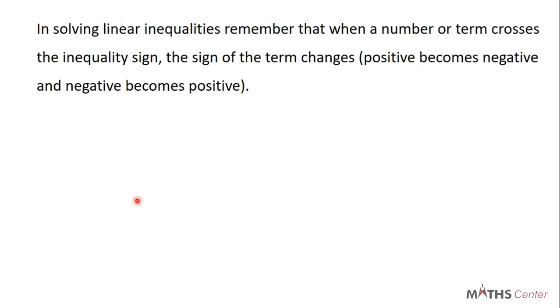Let's learn more about inequalities. In solving linear inequalities, remember that when a number or term crosses the inequality sign, the sign of the term changes. That is, positive becomes negative and negative becomes positive. When we were learning about linear equations, we said that when a number or term crosses the equal to sign, the sign changes. It's the same for linear inequalities. The process for solving linear inequalities is almost the same as the process for solving linear equations.